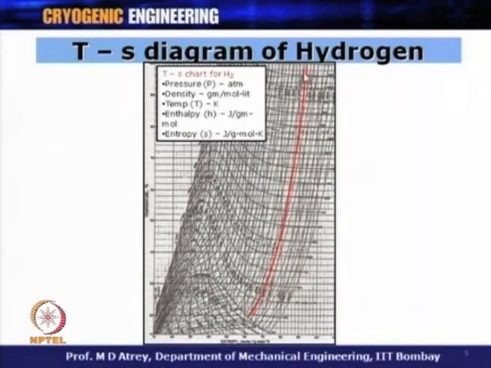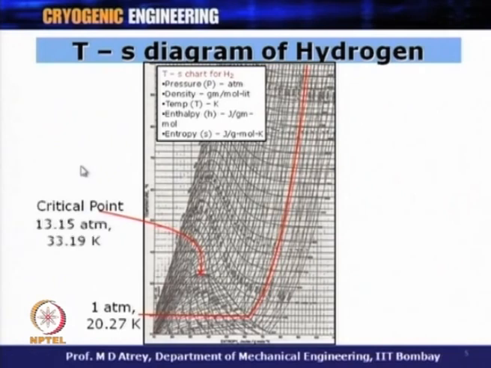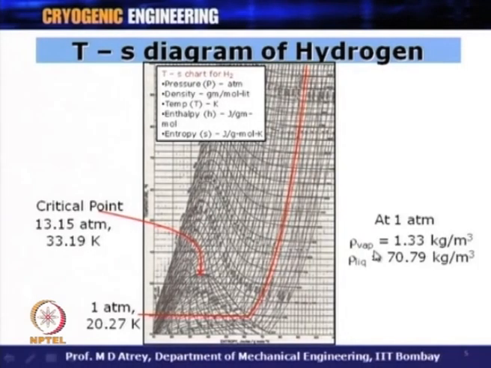So, here you can see a line which is at 1 bar, and this is the temperature corresponding to the change of phase from gas to liquid, nothing but the boiling point of hydrogen, which is 1 atmosphere pressure and 20.27 Kelvin as the temperature. Now, this is the critical point, and the properties of the critical point are 13.15 atmosphere and 33.19 Kelvin temperature. So, this is the critical temperature and this is the critical pressure. In addition to that, I have just given data to understand the density: vapor at 1 atmosphere in the saturated condition is 1.33 kg per meter cube, and that of liquid hydrogen is 70.79 kg per meter cube.